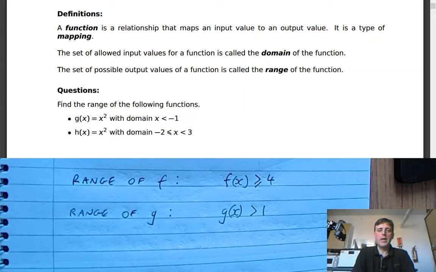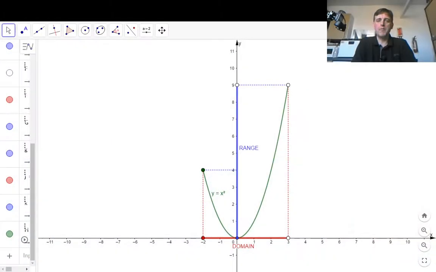Okay, what about function h? Well, let's have a look at the graph of function h. There it is here. So the domain here is just these values between -2 and +3. And the range are all the possible y values. Now, hopefully you didn't forget about this bit here, because the graph dips down before it goes back up again here. So all the possible y values are all the values between 0, this minimum point, and this point up here, 9.